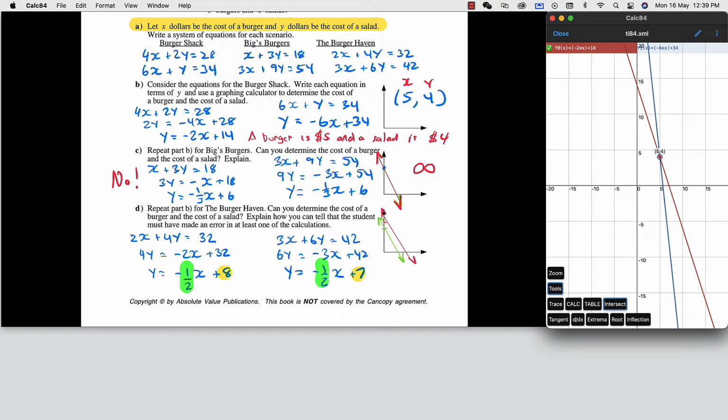So what do we notice about these two lines? Well, because they have the same slope and they're going through different y-intercepts, they will be parallel, but not like part C where they were laying on top of each other. But again, can we determine the price of the burger here? The answer would be no. And why? Well, these two lines being parallel will never cross, giving us that intersection point.